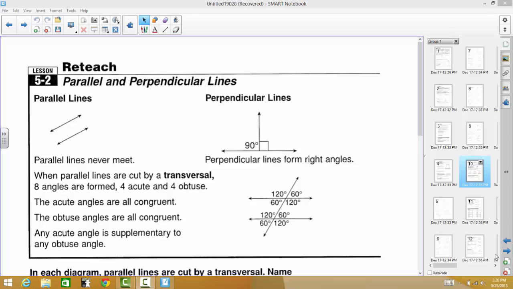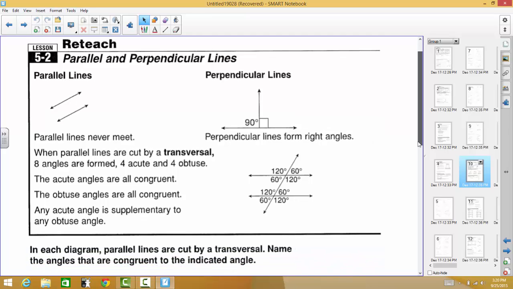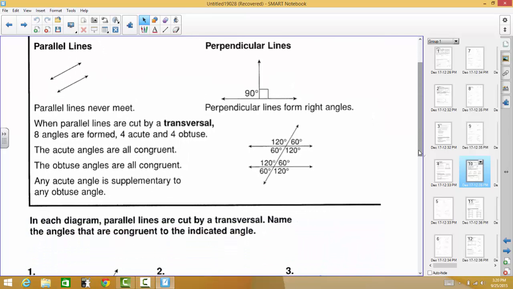We are going to work on 5-2, parallel and perpendicular lines. So, the first thing you need to know is parallel lines never meet. They look like this. And perpendicular lines, they do meet, and they meet in a 90-degree angle. A 90-degree angle, you could take a piece of paper and put in the corner and it will fit perfectly.